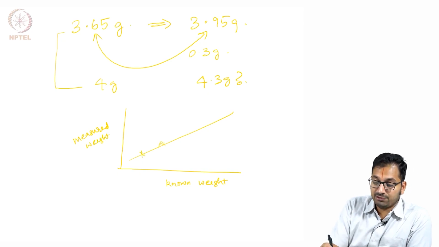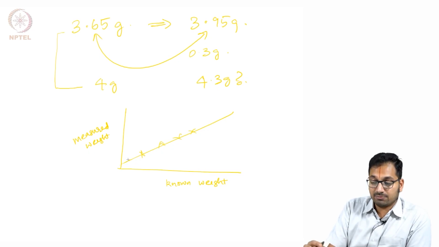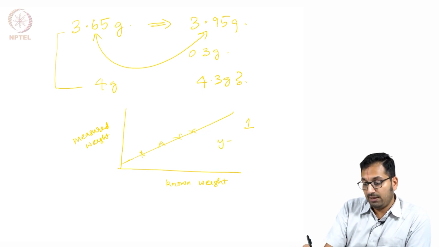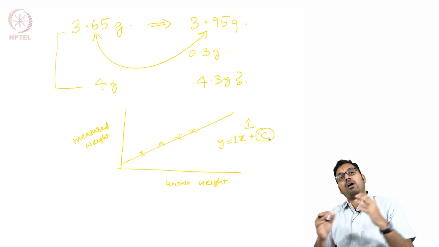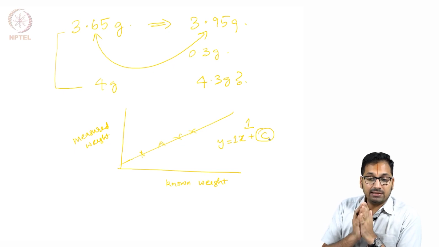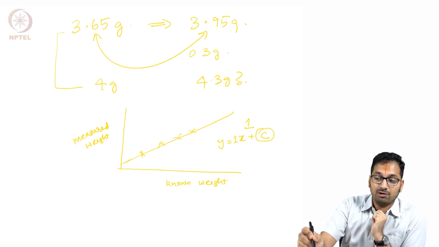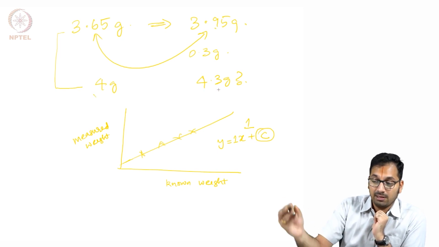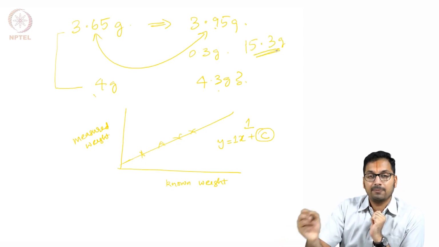Then you get points which you can fit, and then let us say there is an intercept where the slope is equal to 1, but the intercept comes as something. Let us say y in this case is x plus c, where the slope is 1. The c indicates there is a constant offset in measurement. If there is a constant offset, what is going to end up happening? Be it 3.65 grams when you measure, it is going to be 0.3 grams higher, or if you measure 4 grams, it is going to be 0.3 grams higher. Even if you measure something like 15 grams, it is going to be 15.3 grams.